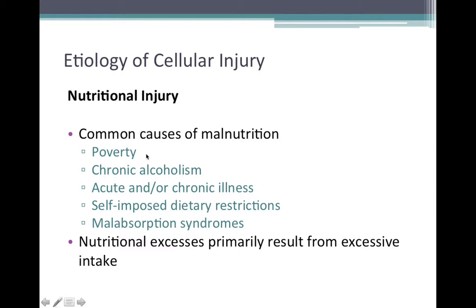Now, chronic alcoholism can lead to malnutrition because alcohol can irritate the gut, making it more difficult to absorb nutrients. But other acute or chronic illnesses, which may decrease your appetite or make it more difficult to absorb nutrients, can lead to malnutrition. Otherwise, self-imposed dietary restrictions are a common form of malnutrition as well. And other malabsorption syndromes like Crohn's disease, which is an inflammatory disease of the gut, can lead to malabsorption.